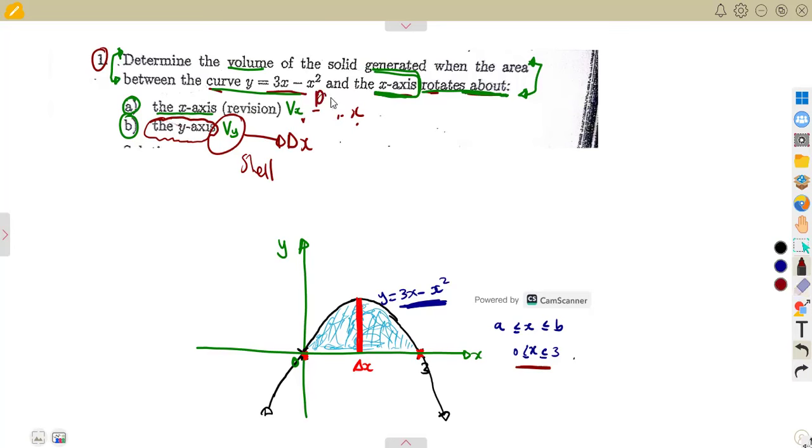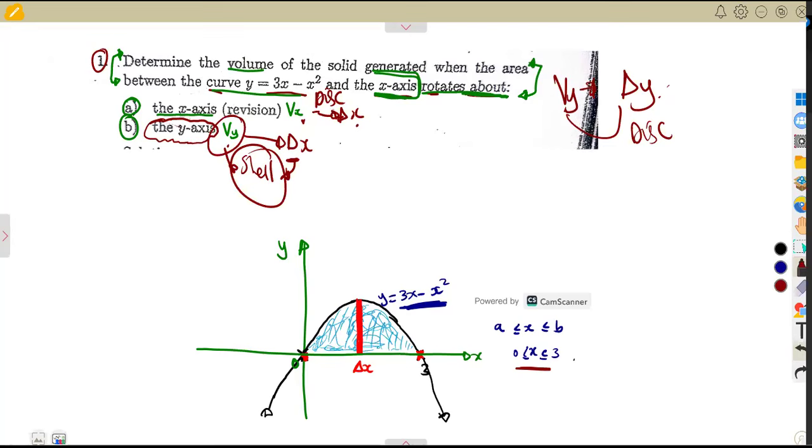Sorry for that, guys. I'm still having this in mind. So you're going to have our disk method, the strip for x, the volume for x, the strip for x. So if it is the strip for y, it must correspond to the volume for y in order for you to use the disk method. Vy, dy. But the moment now you see Vy versus dx, that one does not correspond. That's where the shell method is used. That's where you apply your shell method.